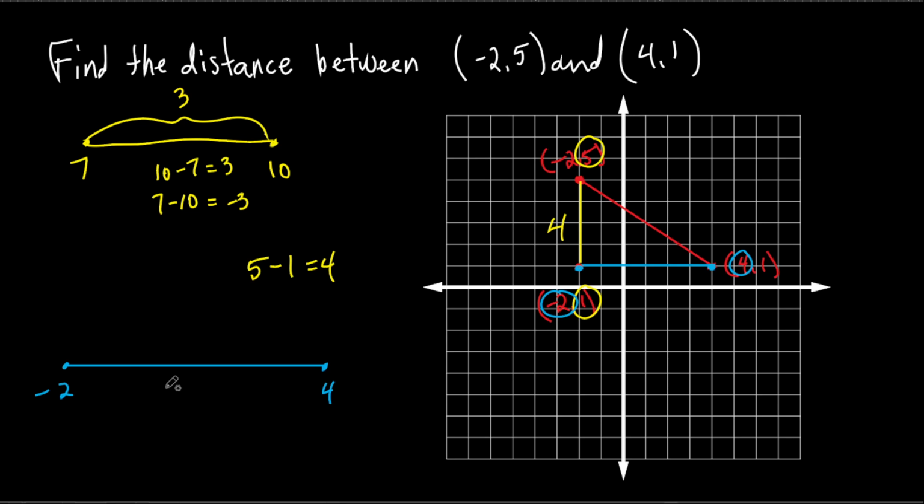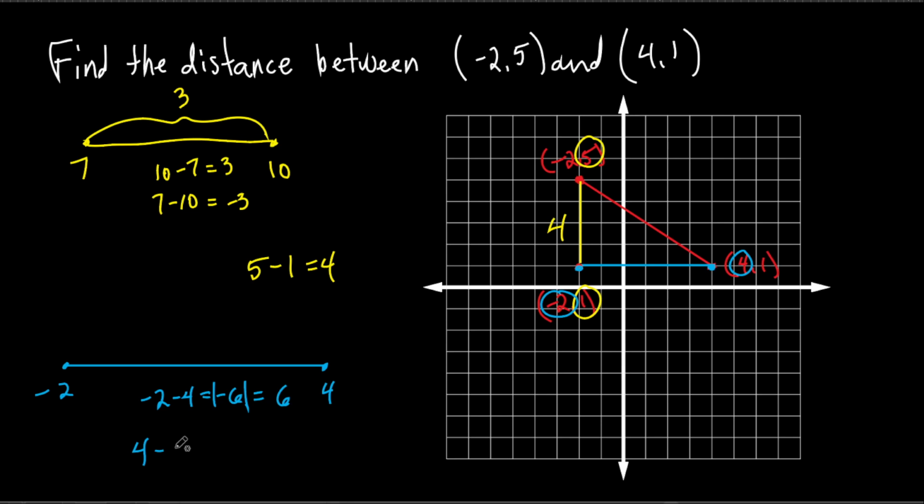That's right. And it doesn't matter what order you subtract them in. You could go negative 2 minus 4, which is what? Negative 6. But we always make it positive. I don't want to confuse you too much, but if you put absolute value symbol, absolute value always makes it positive. Or you could subtract the other way.